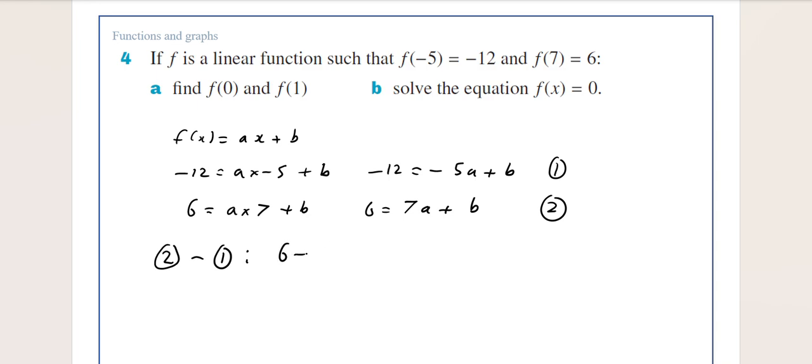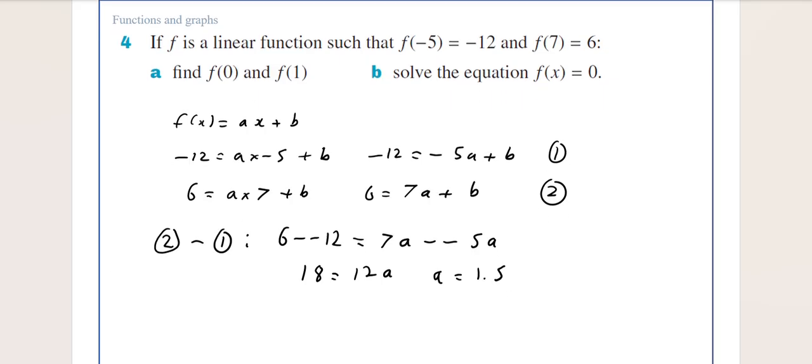We would get 6 minus 12 on the left side of our equation by combining those two with each other. On the right side, we've got a plus b, and we've got one in each equation. So when we subtract them, the b's will cancel out. So we've got 7a from equation 2 minus the negative 5a from equation 1. And that's all that's going to be left when the b's are cancelled out. So on the left side of the equation, 6 minus 12 is 18. On the right side, 7a minus 5a, the two minuses make a plus. That would get us 12a. So a would just be 18 divided by 12, which comes out to 1.5.